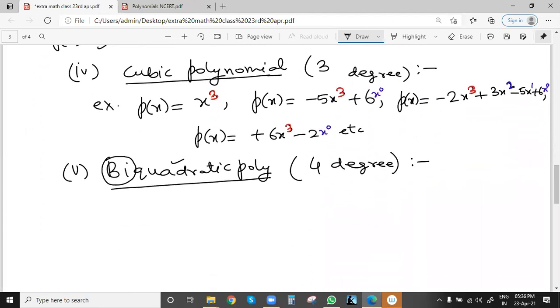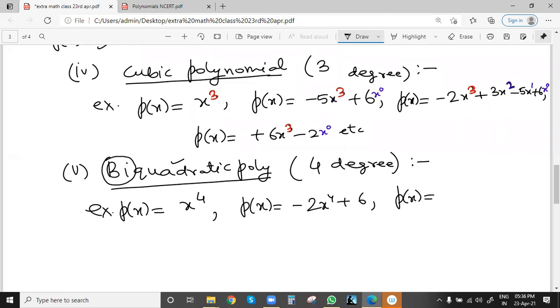So for example, p(x) we can write as x to the power 4 simply, where degree means the maximum power of x, or any value minus 2x to the power 4 plus 6, or 5x to the power 4.